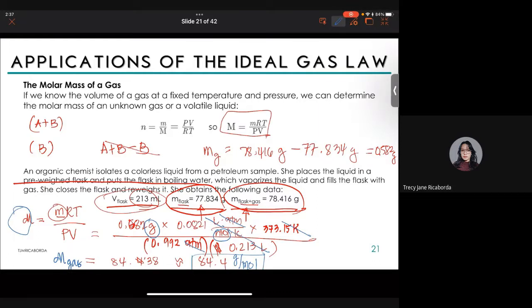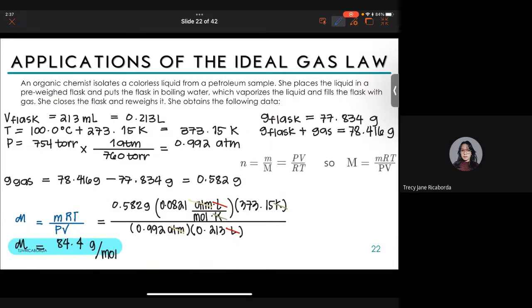You just need to make sure that you have all the components that you need in the correct units. So if it's not in SI units, then convert it into SI units, okay? Okay.